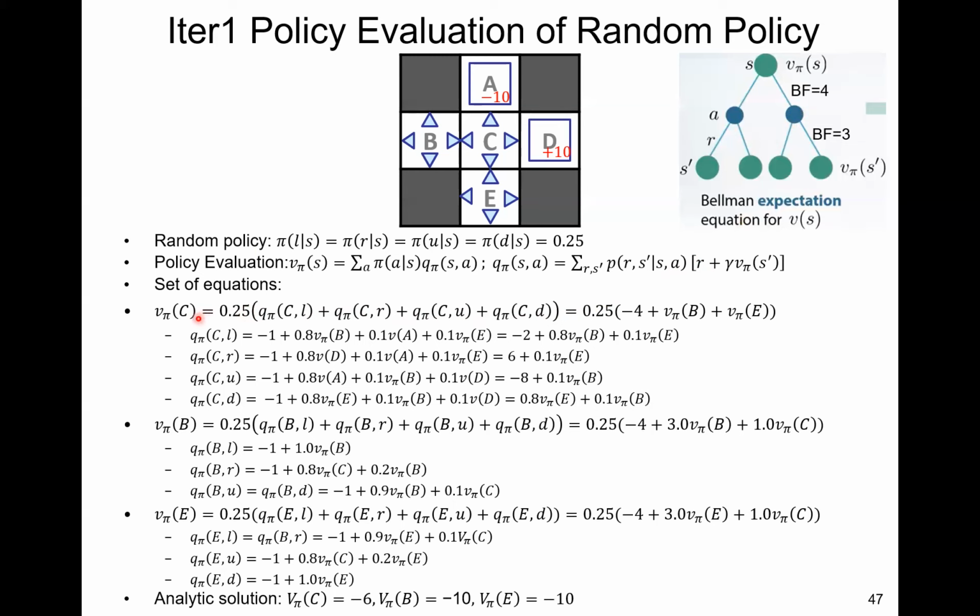So let's calculate Vpi C. If you start from C and go left, you have 80% chance of landing in B and a 10% chance of landing in A or E. So this is the equation for your Qpi C left: 0.8 times Vpi B and 0.1 times Vpi A and 0.1 times Vpi E.